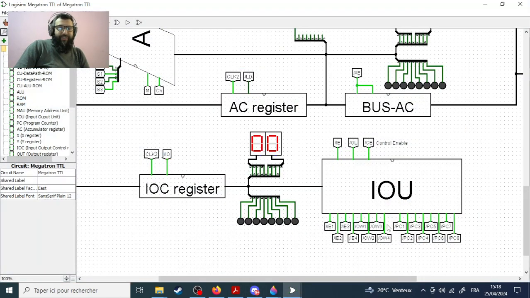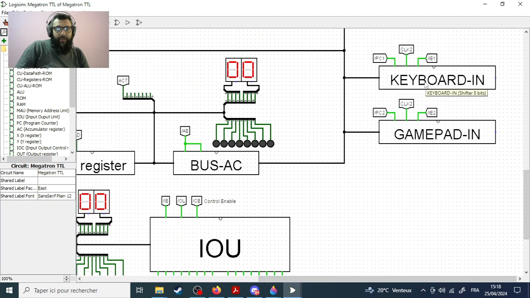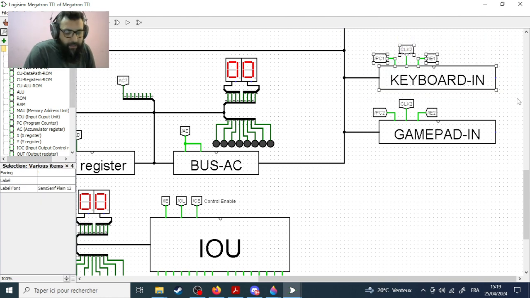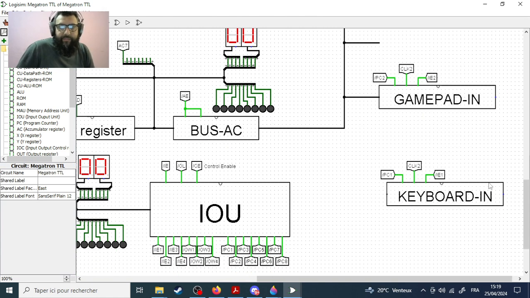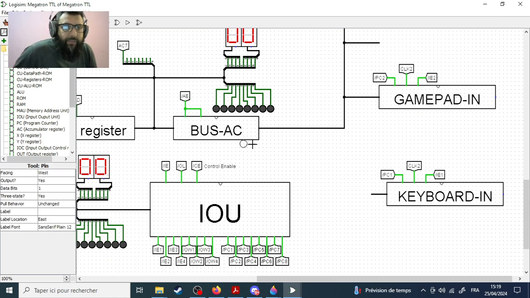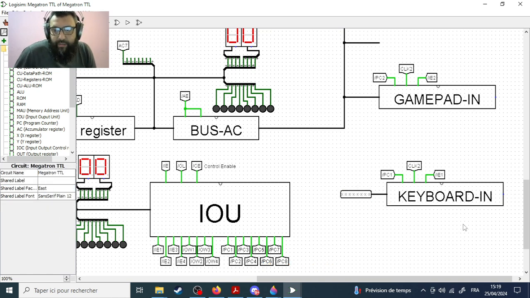Of course, if you don't understand something, for instance how this shifter works, it's very easy. You have the Logisim file. You can, for instance, take this one away, and try by yourself. You can put some output here, like this, and you can test the element. It's not difficult.